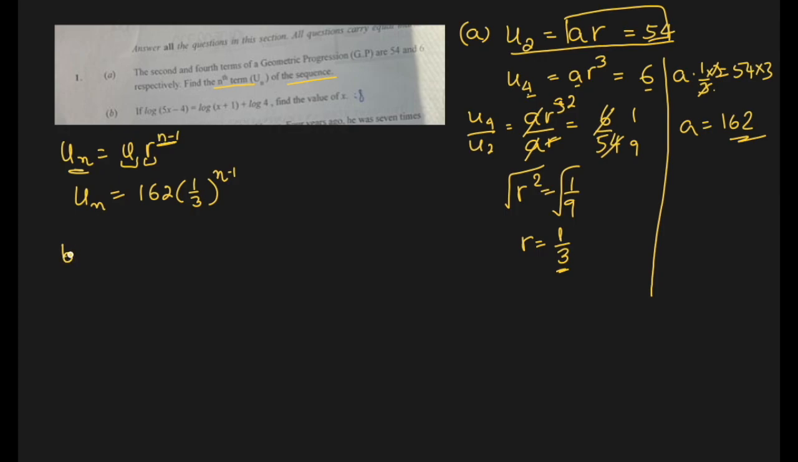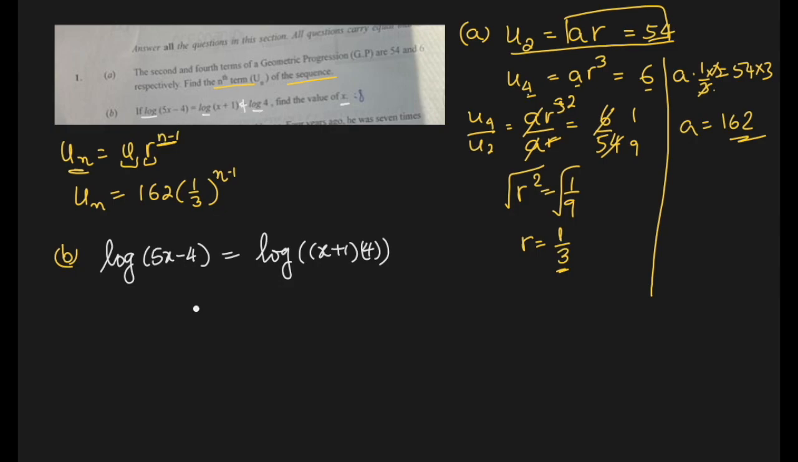B. If log 5x minus 4 is equal to this, find the value of x. And the best part here is all three of them are log and of same base, which is 10. Right? So let's leave the left side log 5x minus 4 as it is, but because these two logs are adding, we will multiply their contents. So log x plus 1 multiplied by 4.